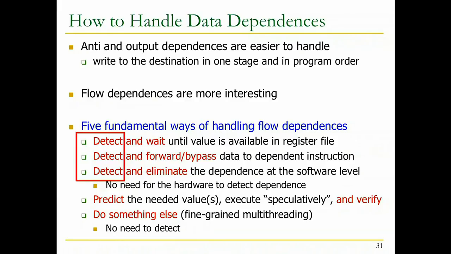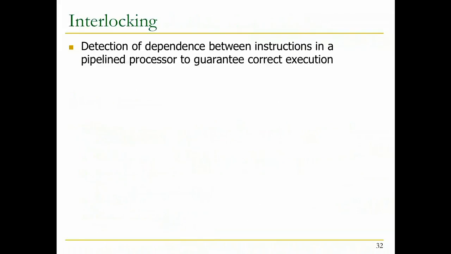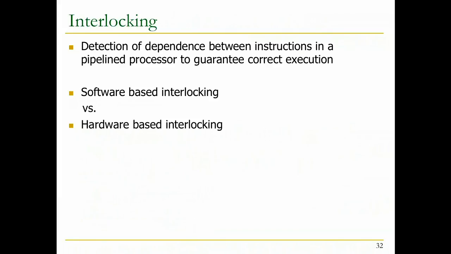Well, let's take a look at some other ways of handling data dependencies. So, detection. Fine-grained multithreading is beautiful because it doesn't require you to detect, but if you want to improve single-thread performance, you've got to do the hard work. And the hard work requires detection. It's also called interlocking. Basically, it's the detection of dependence between instructions in a pipelined processor to guarantee correct execution and also enable high-performance execution.